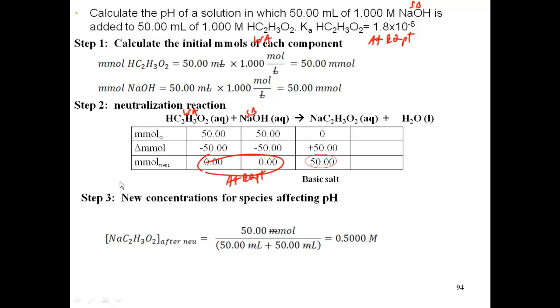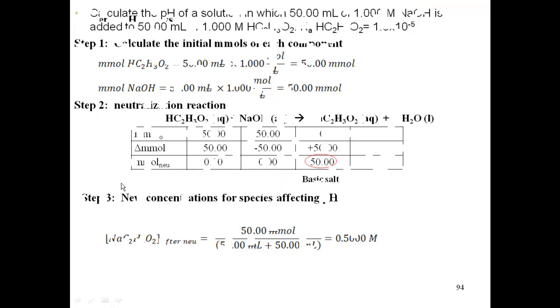What do we do? We take that salt, we do the dissociation, then we figure out which ion is going to affect the pH, which we already talked about, which is the acetate. So then I have to do that acetate hydrolysis. Okay, so continuing on with the problem.